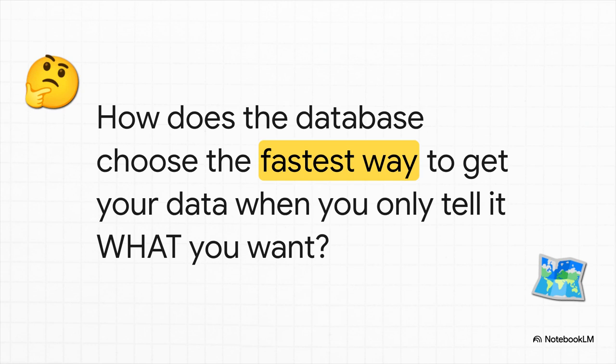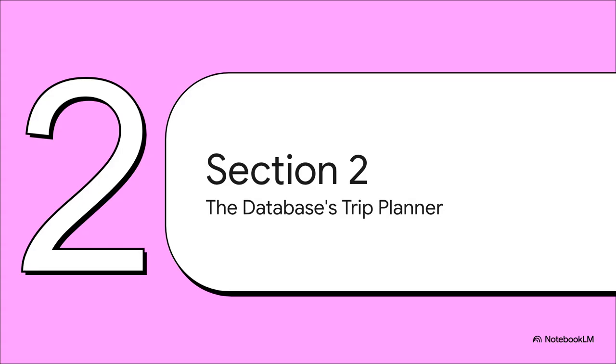And that leaves the database with this huge responsibility, right? If you're not telling it how to get the data, it has to figure out the absolute best path all on its own. So how on earth does it make that choice? To answer that, let's dive into section 2. This is where our main character comes into the picture.